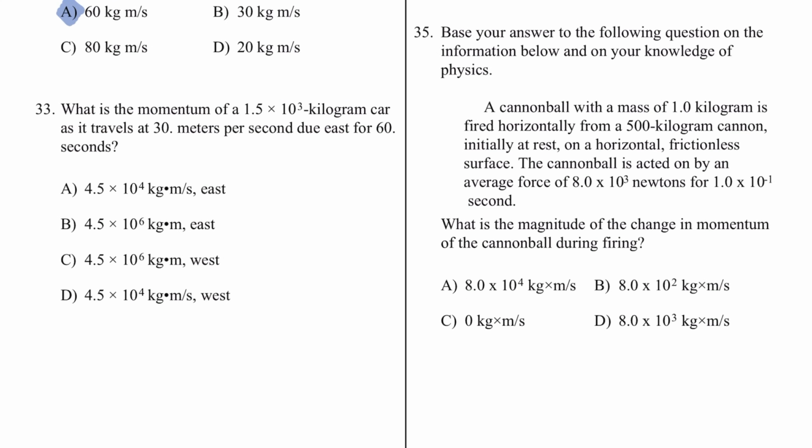33. What is the momentum of a 1.5 times 10 to the third kilogram car as it travels 30 meters per second due east for 60 seconds? So it's just asking us for momentum. So the equation for momentum is P equals mv. So we just plug in. So P equals 1.5 times 10 to the third kilograms times 30 meters per second. And then we're going to get choice A. And remember to include the direction, and it says east.